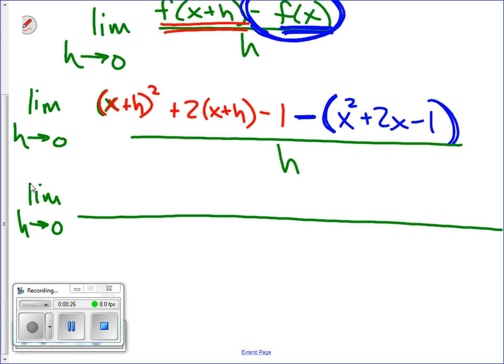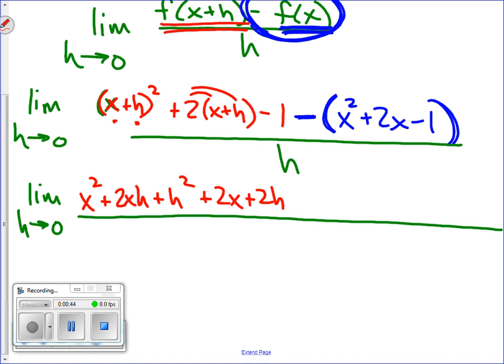Give myself some room here. When I expand x plus h squared, I have x squared, I have h squared. I multiply these two and double it, so that's 2xh. Then I'm going to distribute this 2, so I have plus 2x plus 2h minus 1. Now over here, the parentheses are important because we're subtracting every term. So this becomes minus x squared minus 2x plus 1 all over h.